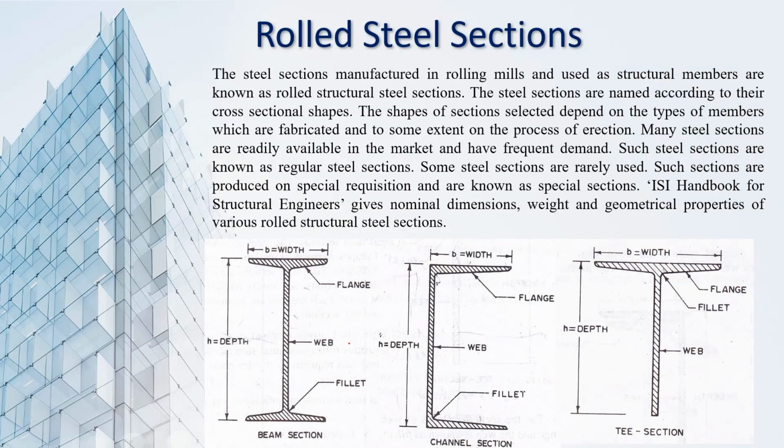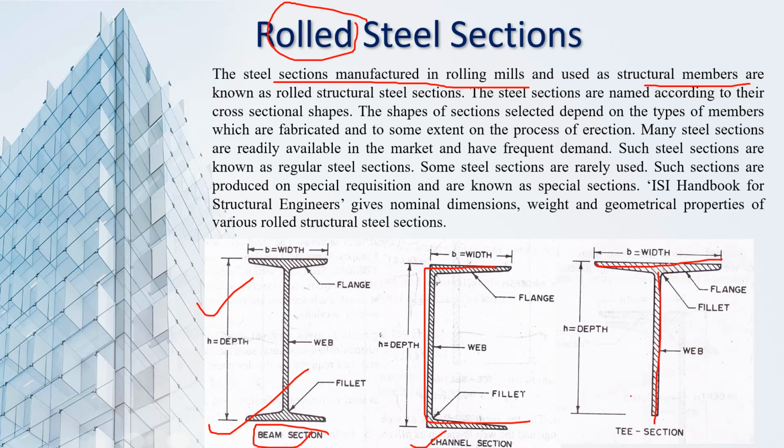So we talked about the rolled steel sections in our first slide. These steel sections are manufactured in rolling mills, so they are called rolled steel sections, and these are used as structural members. These rolled steel sections are named according to their shape. For example, this is in the shape of a capital I, so this is our I section. And since this is normally used as a beam, we have called this a beam section here. Similarly, this shape of C is our channel section or C section, and this shape of T is a T section.